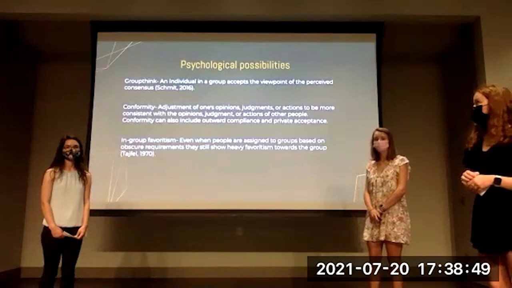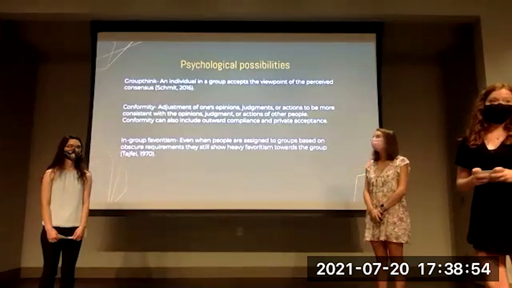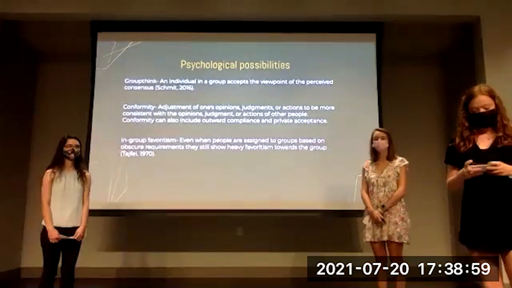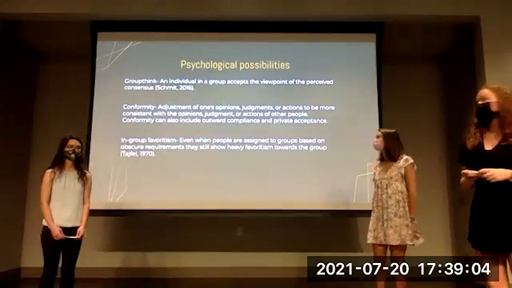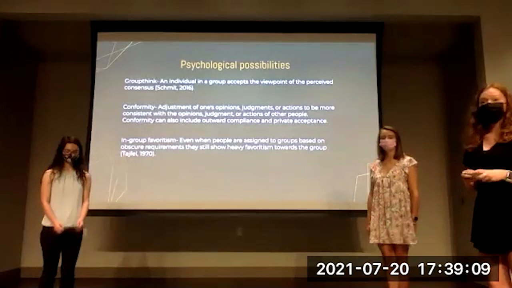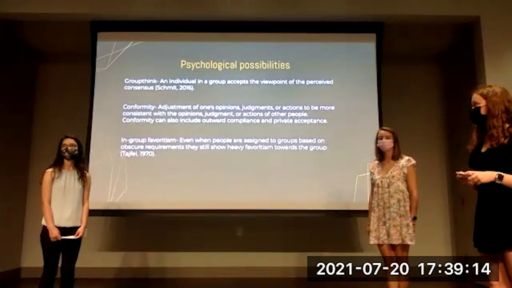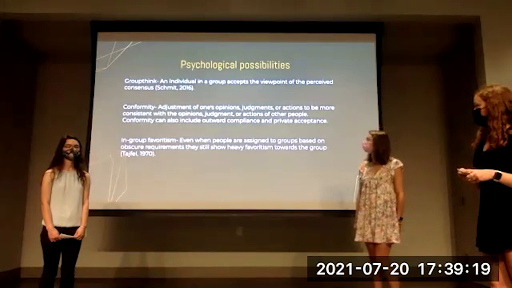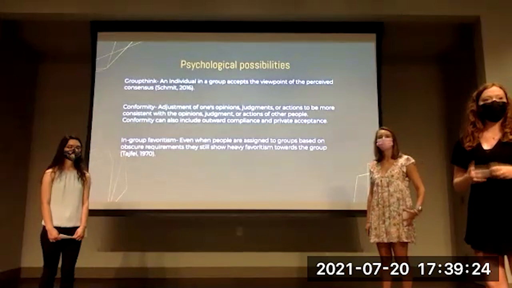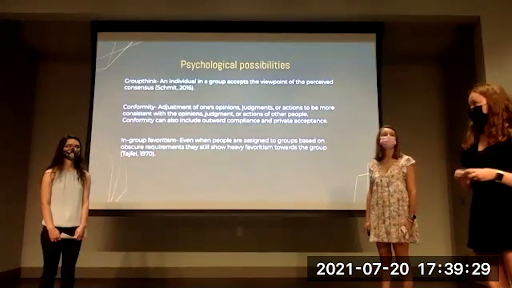When going about this question, we decided to start with the psychological possibilities. Because cults themselves are hard to study, we started with the idea of the group mindset. These were the three ideas that we found. The first is groupthink. This is when an individual accepts the viewpoint of the perceived consensus of the group. The second is conformity, the adjustment of one's opinions, judgments, or actions to be more consistent with the opinions, judgments, or actions of other people. Conformity can also include outward compliance and private acceptance. This is why we see some more traditionally intelligent members of cults, such as the Harvard graduate that can be found in the Branch Davidian group.